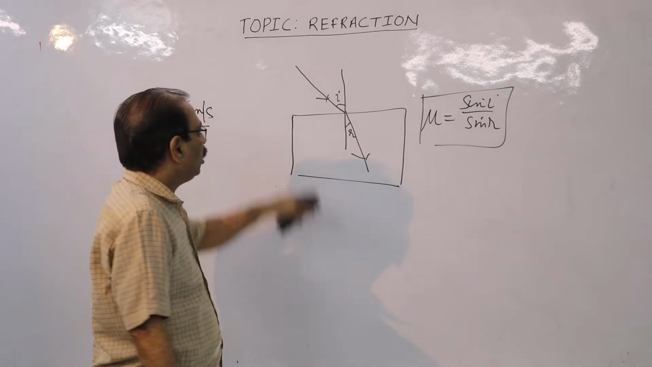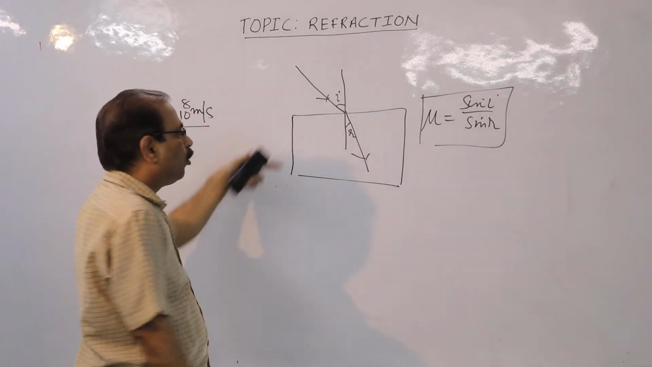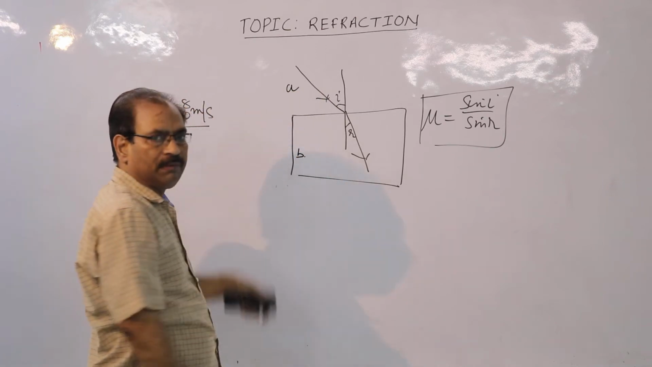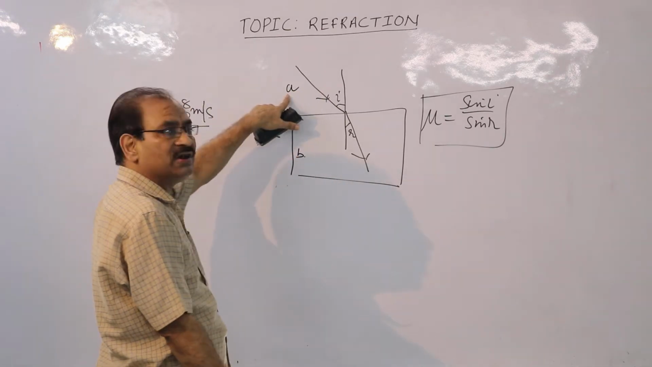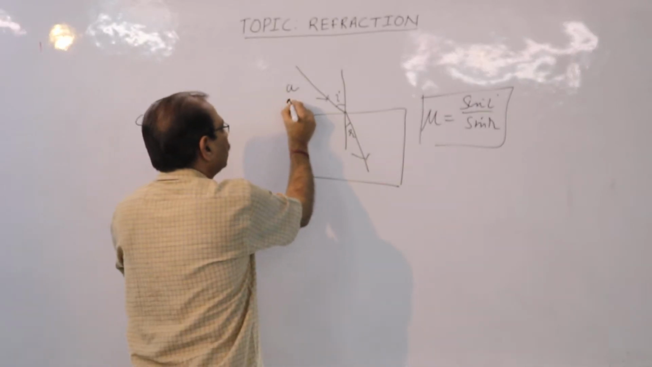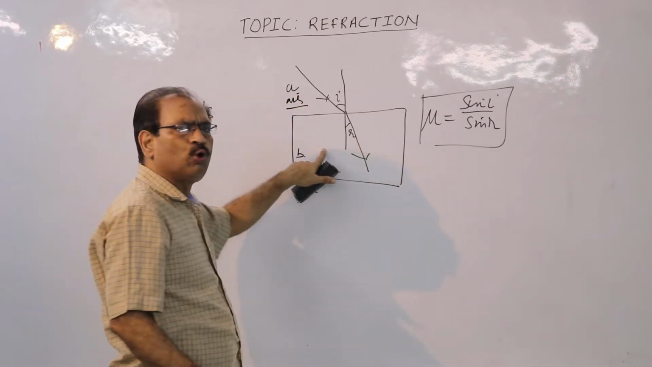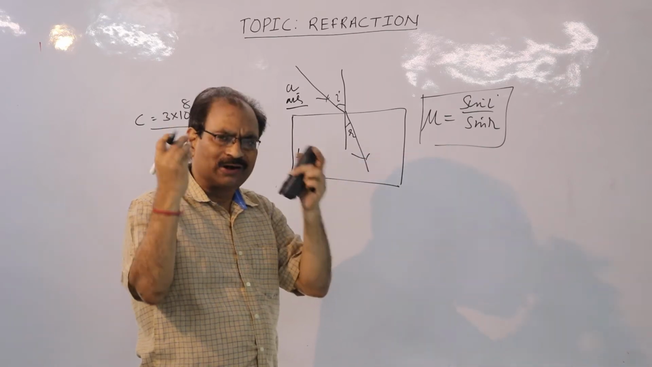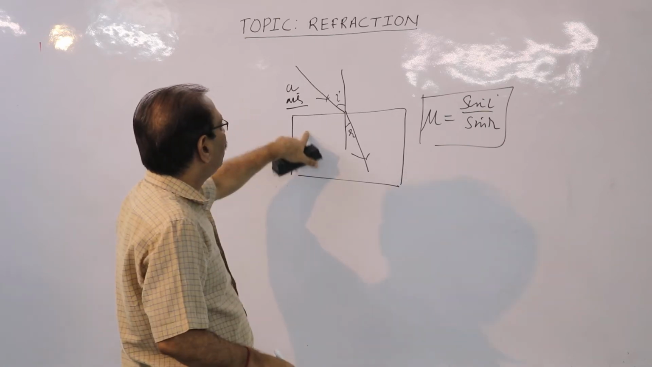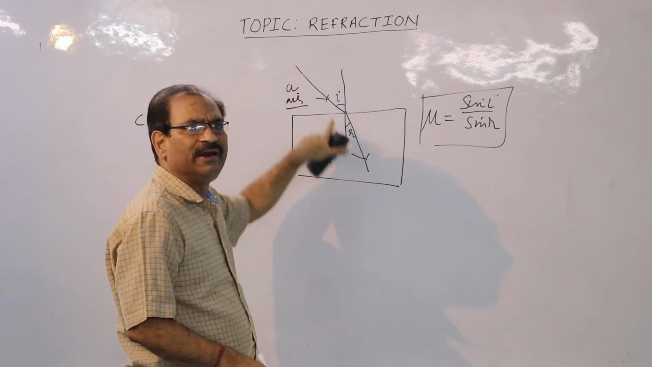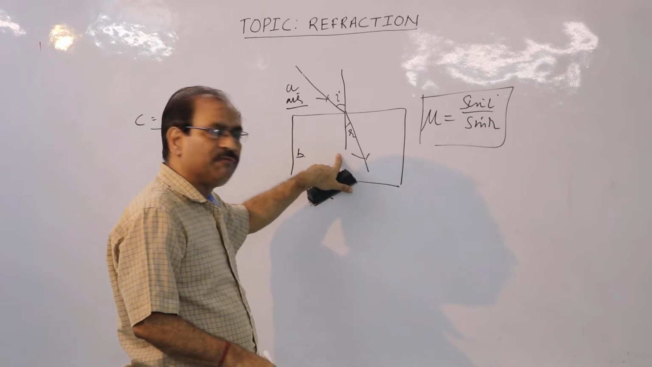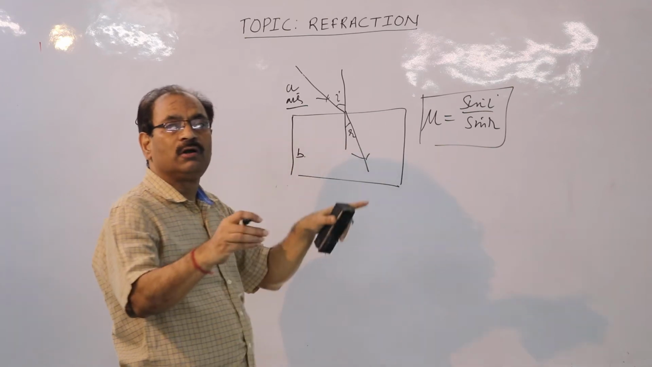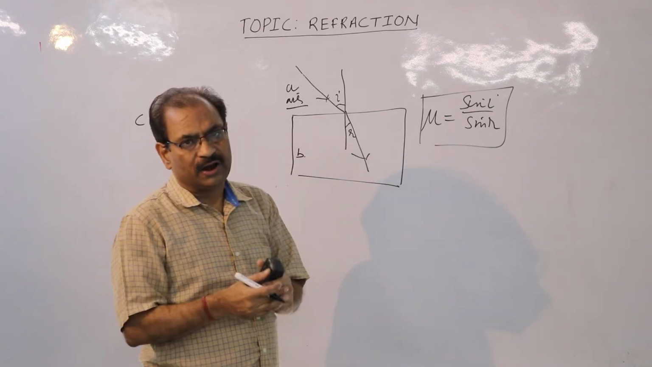So children, if you fix medium number 1 or medium number A, this is supposed to be medium number A, and this medium number B. If we fix this medium number A to be air, and this could be any other transparent medium, maybe glass, maybe water or whatever. So children, when the ray travels from air to any other medium, then the refractive index of that medium number B I am talking about is called absolute refractive index.